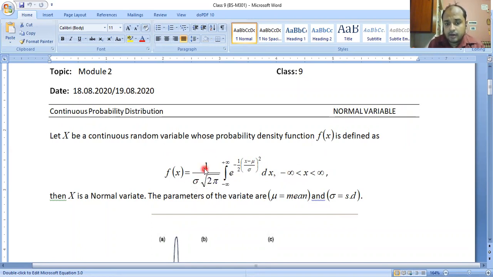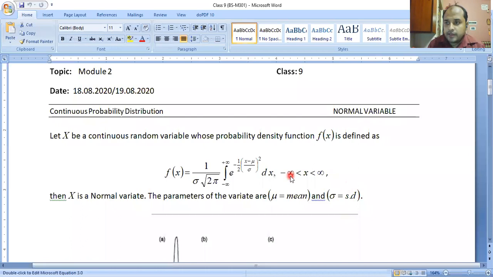1 by sigma root 2 pi, e to the power minus half ((x minus mu) by sigma) whole square, dx, where x lies between minus infinity and plus infinity. You just note it down in your copy. It is a very complicated expression, but you will gradually become comfortable with it, because you are going to stick to it for the rest of the sessions, for the rest of the semester.